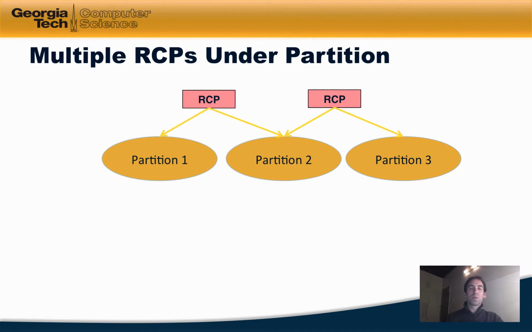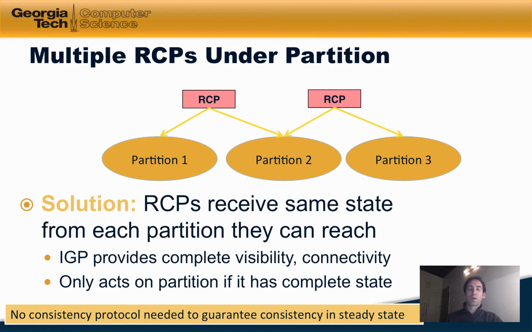Let's suppose now that we've got multiple RCPs, that we've actually replicated the RCP, but the network itself has multiple partitions. Now here you might think that we've got a more serious problem, because you might have cases where there are partitions that are reachable by both RCPs or can be seen by both RCPs, but you have others that are reachable only by subsets that may be non-overlapping.